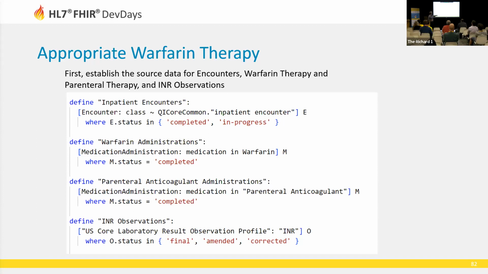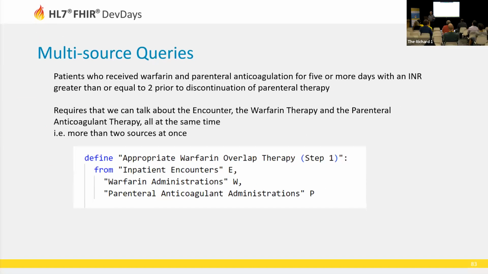So those are laboratory result observations where the status is final. So that's kind of the set of things that we need to talk about. Then the problem here: what we've looked at so far is just single source queries. Give me encounters where, or observations where. What happens when I need to talk about patients who received warfarin and parenteral anticoagulation and that warfarin therapy all at the same time? So how do I do that?